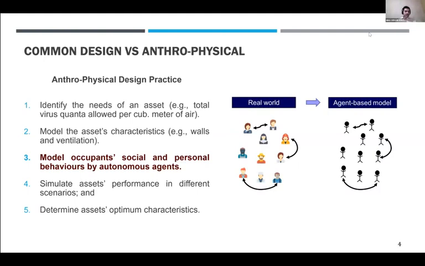And then we are simulating the asset performance, just as we have done earlier in the more common traditional design practices. And then we are determining the optimum characteristics. For example, here the optimum could be the optimum ventilation rate, so as not to waste any energy and not to increase the infection risk. So this is how it works: the agent-based modeling that we are doing is creating somehow a digital twin of people inside the building.